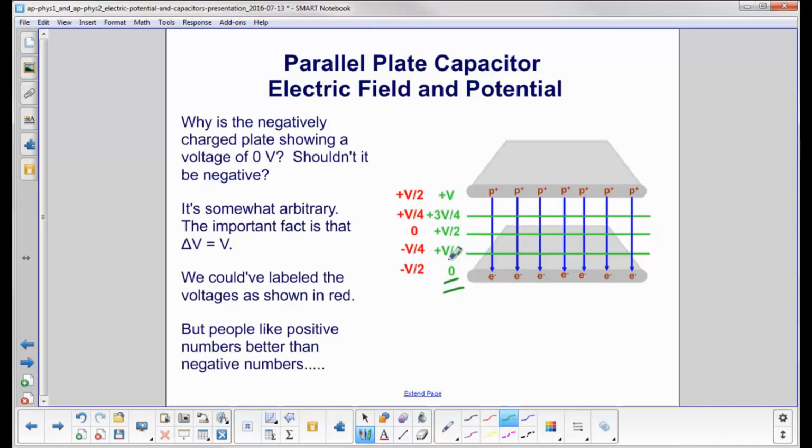We still have the linear progression, and we also have the higher voltage at the positively charged plate and at the kind of the origin of the electric field vectors. The voltage gets smaller as you follow the electric field. Probably because people like positive numbers better than negative numbers, so we showed it like this. But the other way also would have worked.